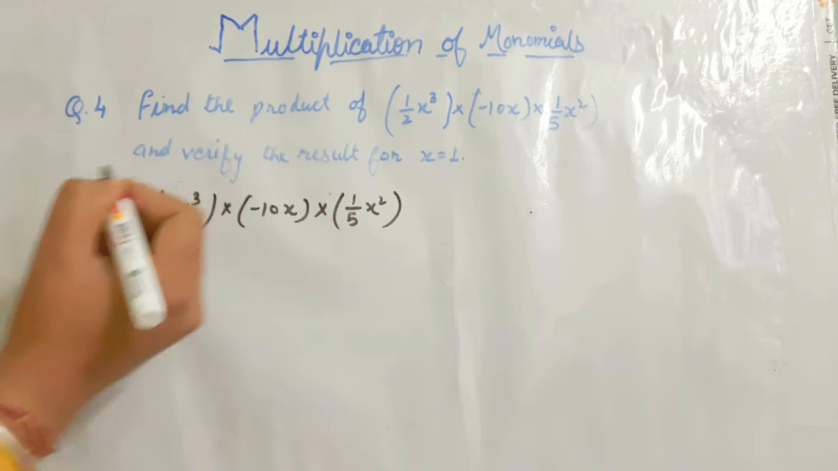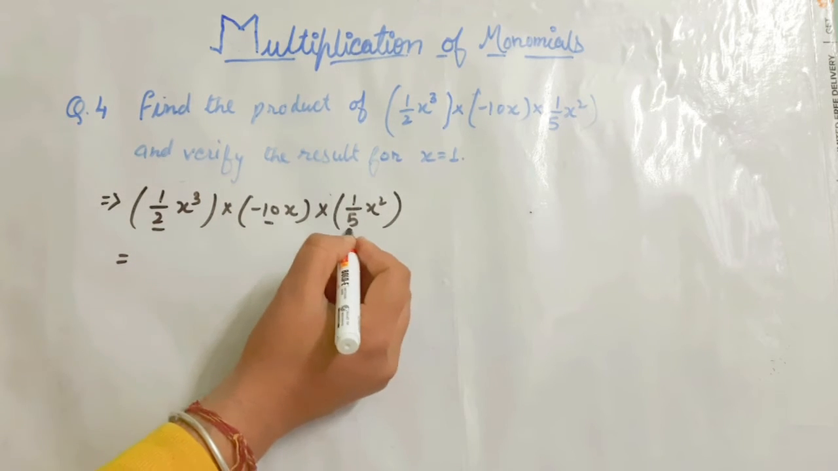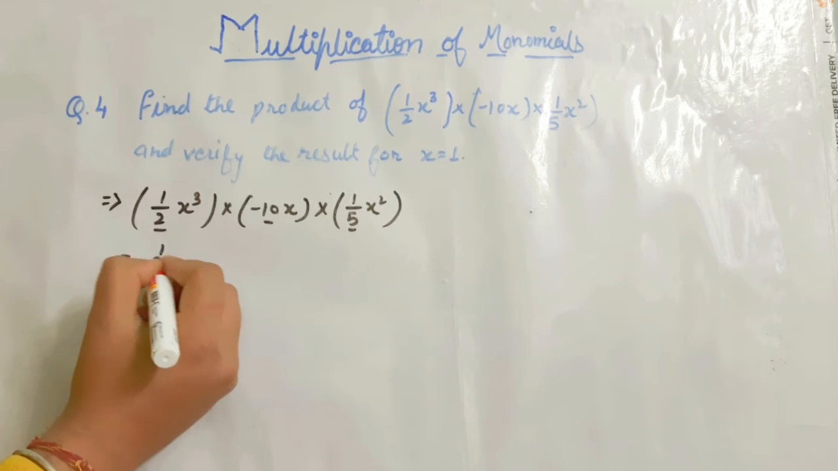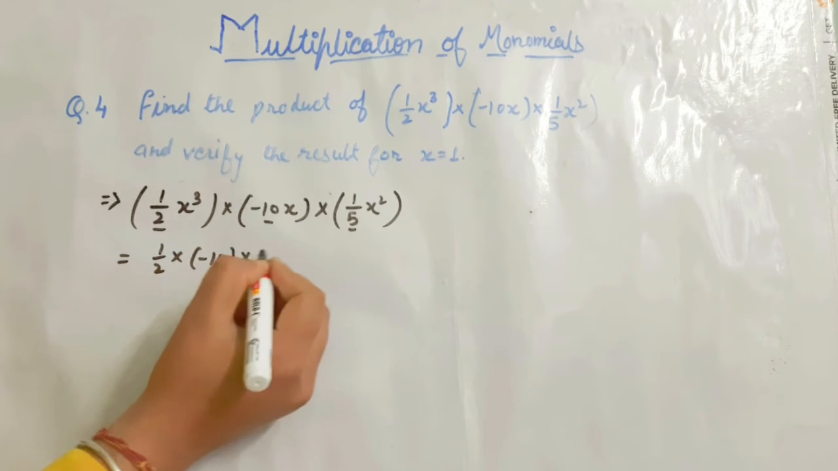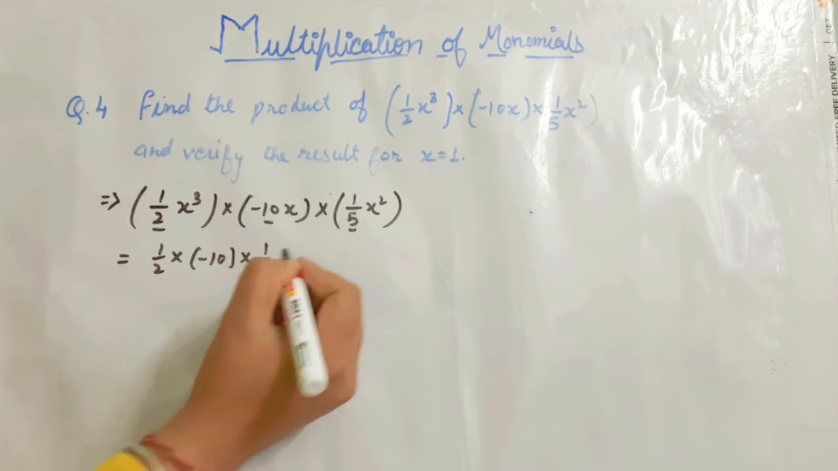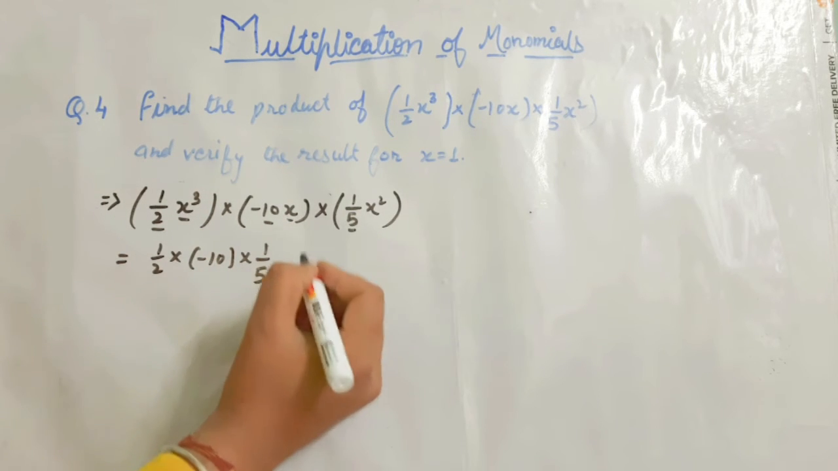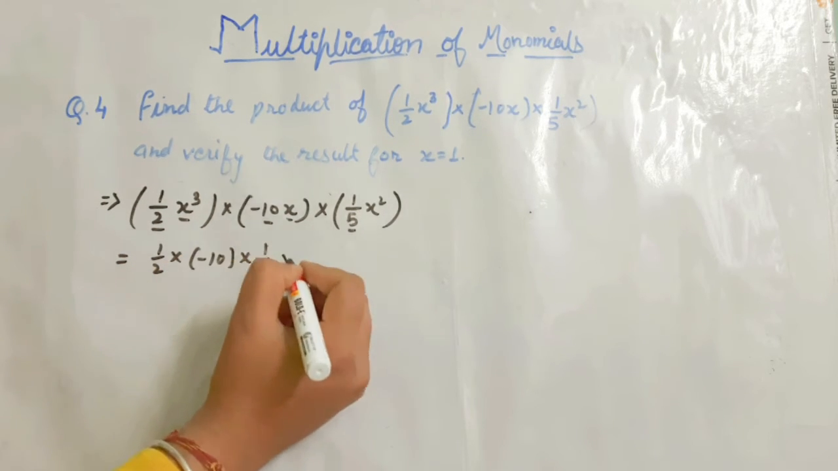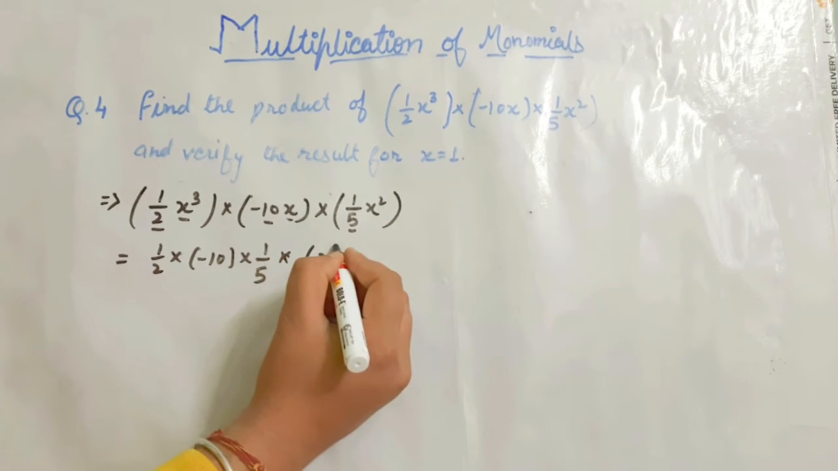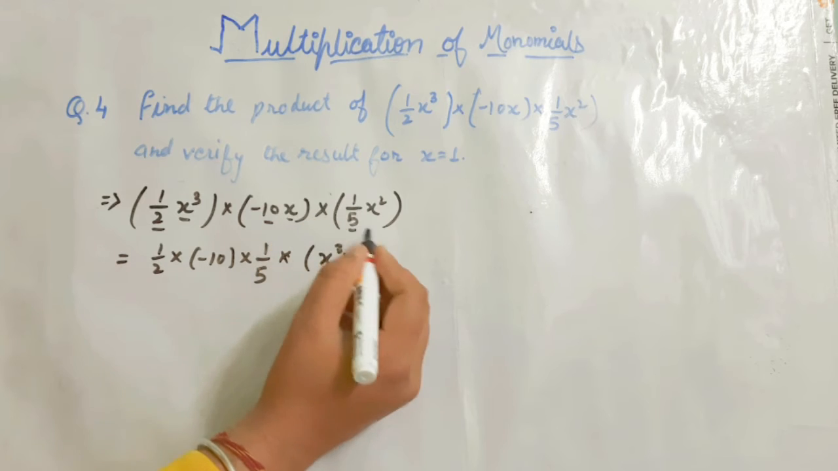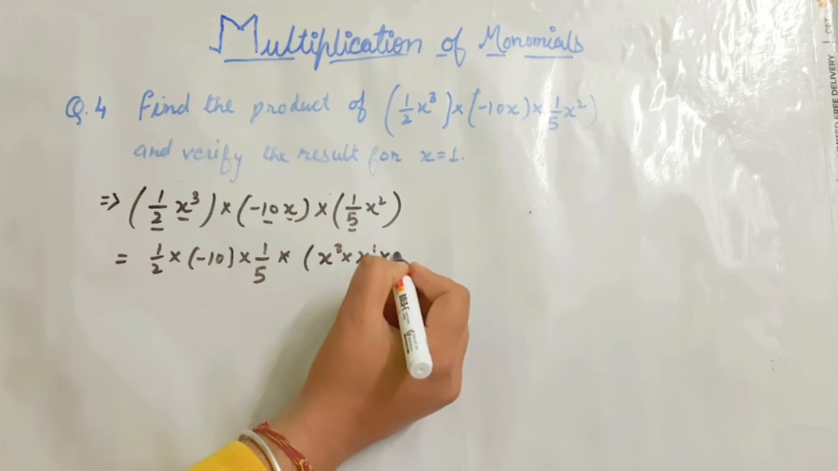So, like previous questions, first of all, numbers will be multiplied with the numbers 1 upon 2 into minus 10 into 1 upon 5 and x variable with x variable. So, this will be equals to x cube into, here we have x only, so its power will be 1 into x square.